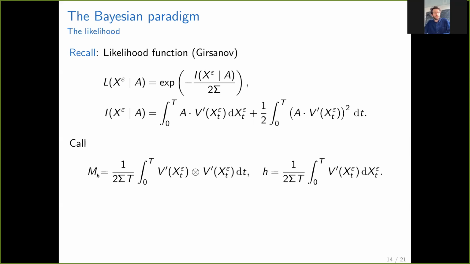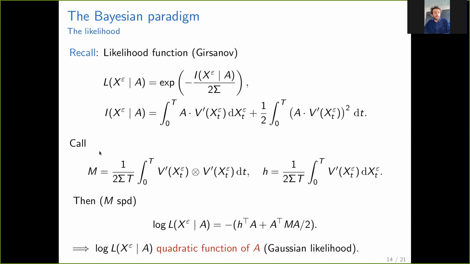Then we just introduce a notation. We call M this matrix: 1/2 square root of T, capital Sigma T, the effective diffusion coefficient of this outer product of V prime with itself. And H, the same normalization constant times the Ito integral of V prime of X.